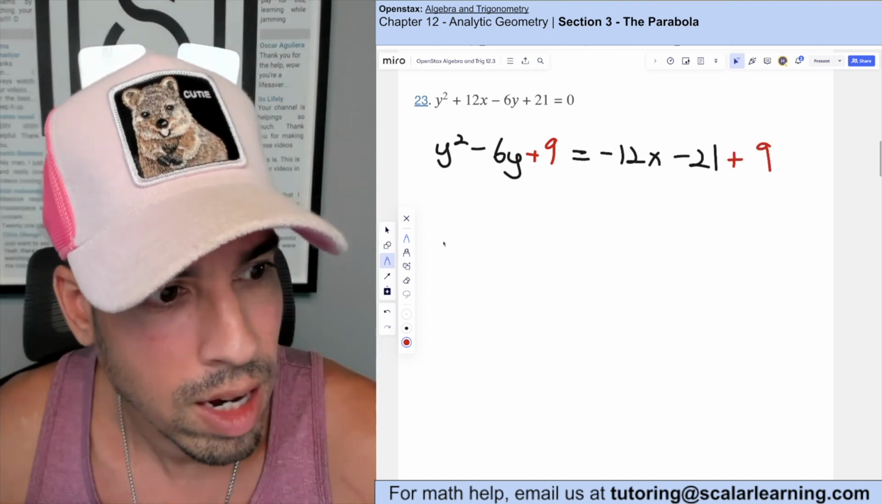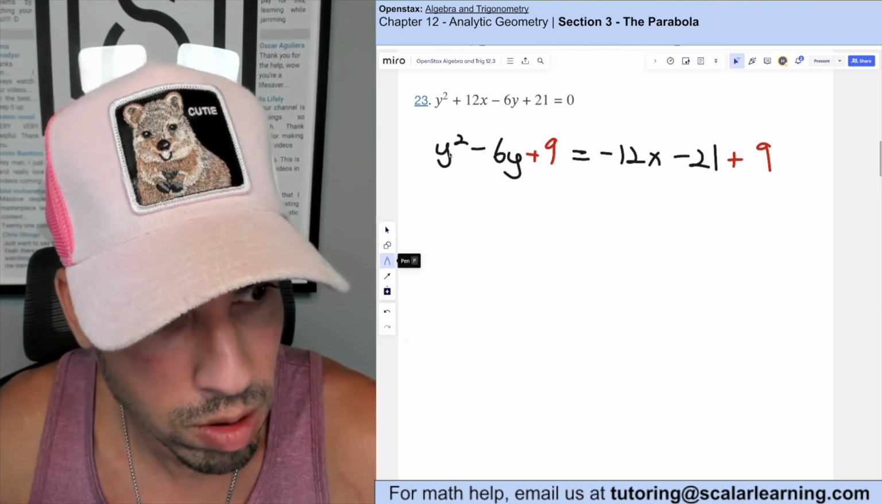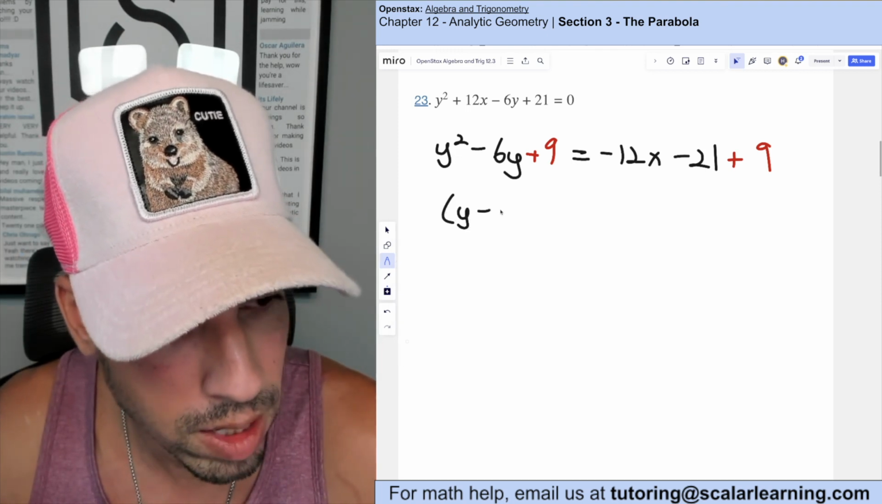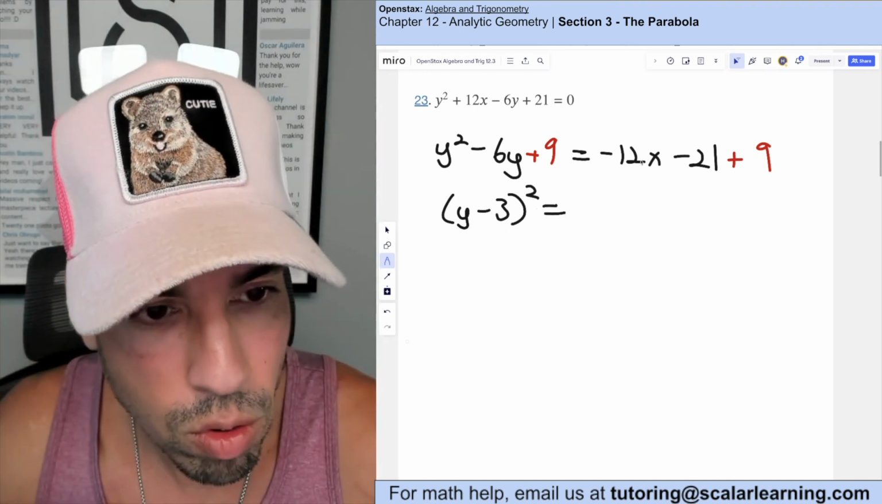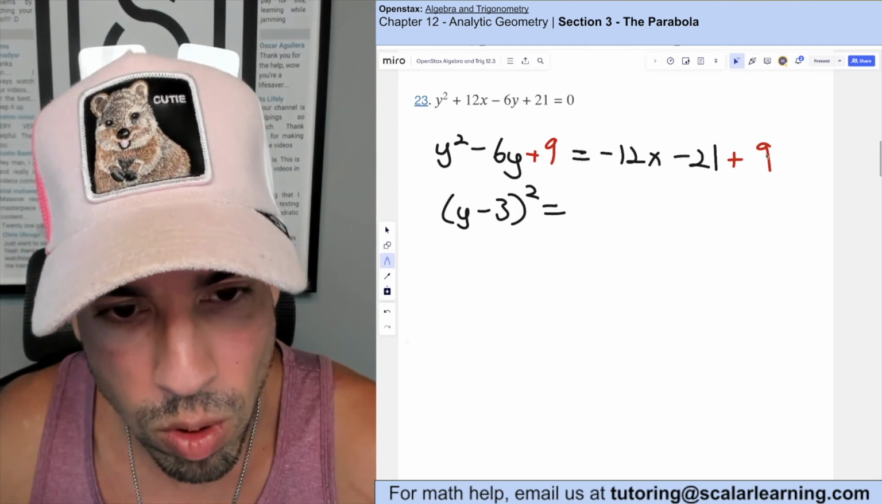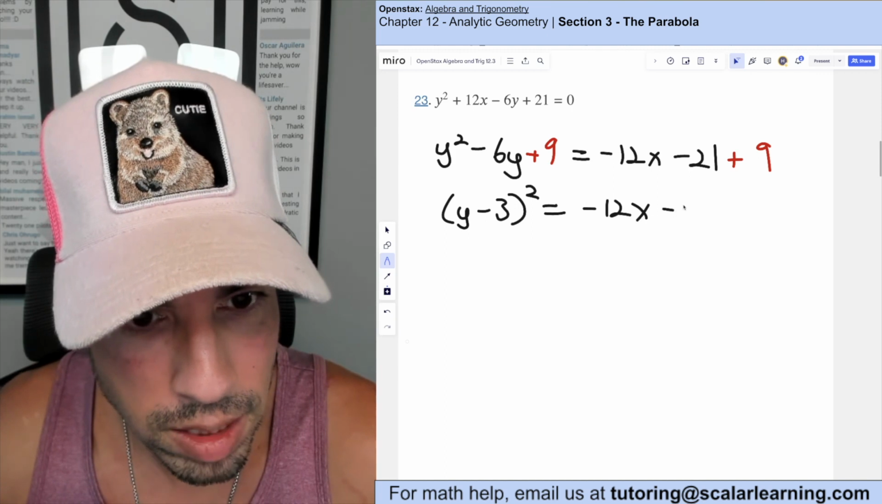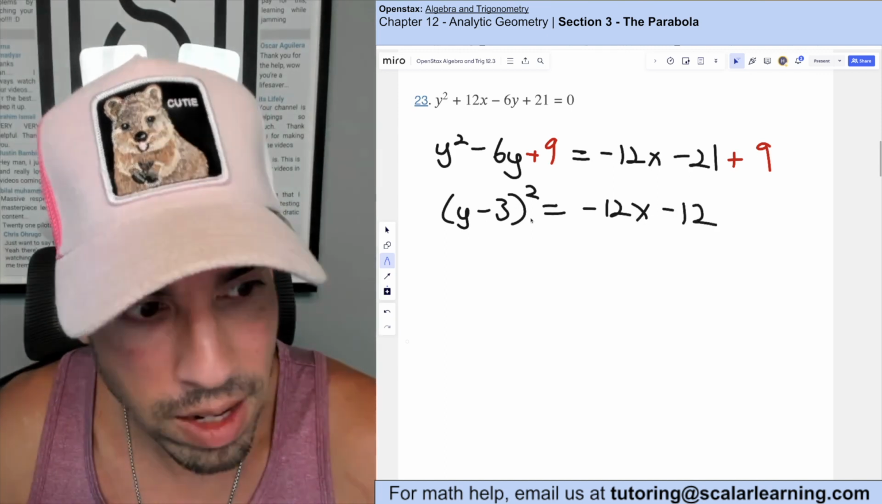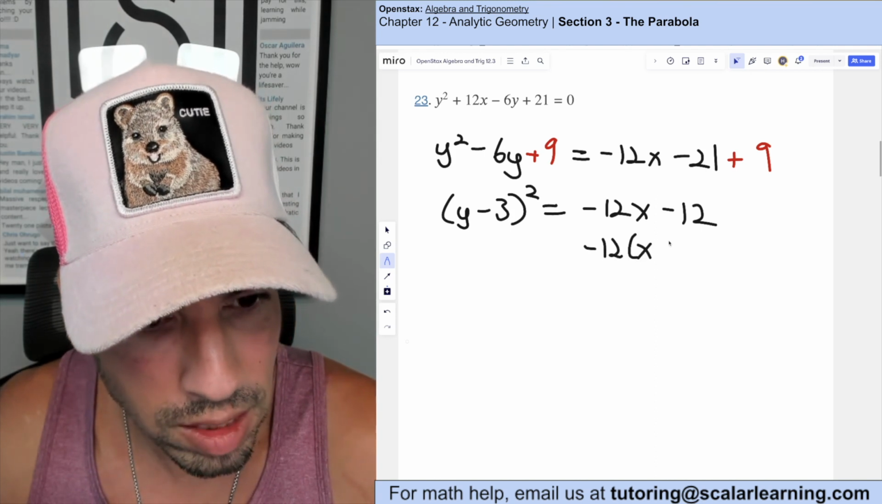All right. Now on the left side, we're going to factor, because that is a nice perfect square, and it becomes y minus 3. So we got y minus 3 times y minus 3, or y minus 3 squared. And then over here, we got negative 12x minus, and then negative 21 plus 9 is negative 12. So negative 12x minus 12. Okay, now I'm going to factor out that negative 12, and we're going to have negative 12 times x plus 1.